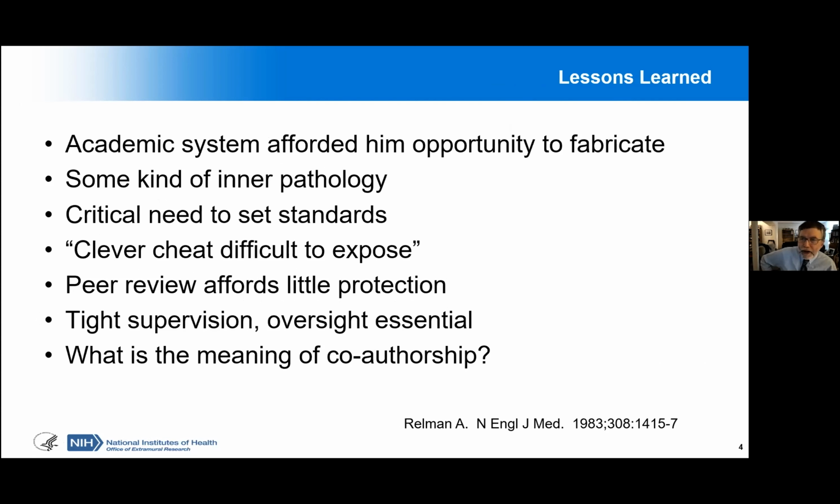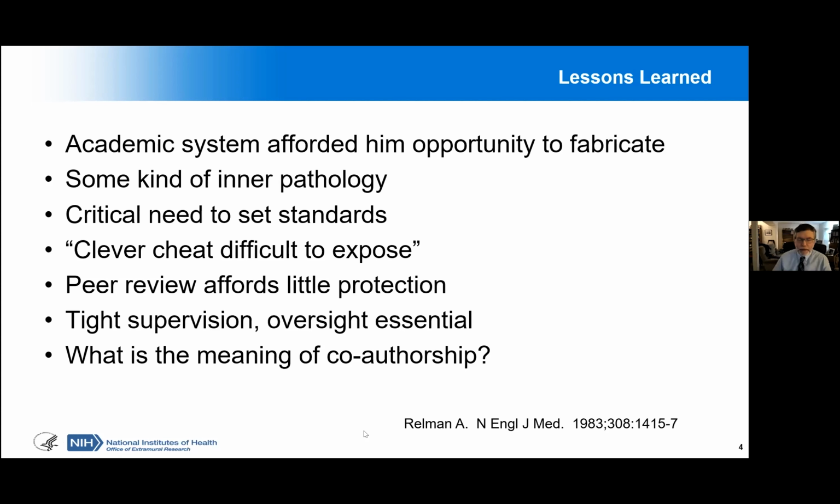At the time that the scandal came out, there was an editorial written by Arnold Relman, who at that time was the editor-in-chief of the New England Journal of Medicine. The editorial was called Lessons Learned from the Darcy Affair. And he said a number of things which arguably would still be true today. The academic system afforded him an opportunity to fabricate. There was some kind of inner pathology in place that a clever cheat is difficult to expose. The peer review system is not a way to detect cheaters, although maybe it is. We'll talk about that a little bit later.